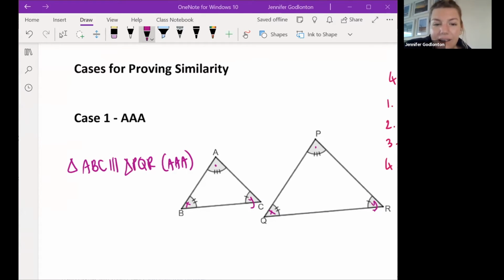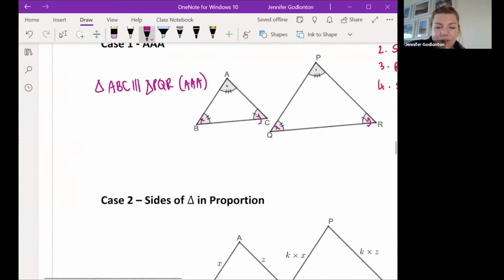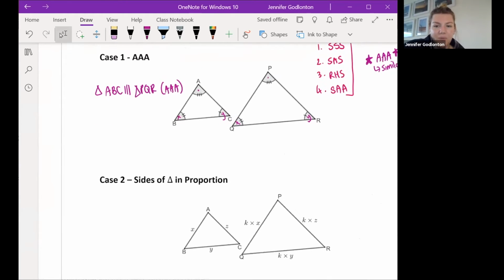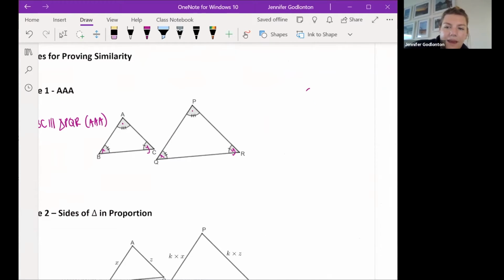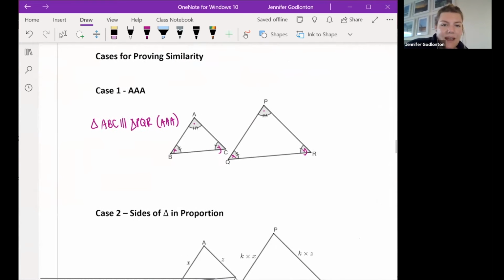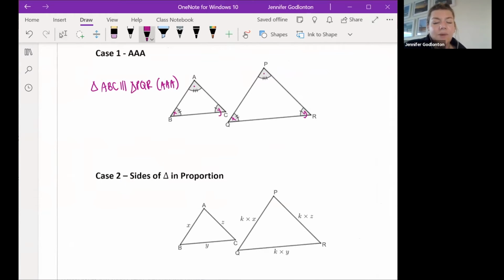Okay, so that's our case 1, which is AAA. Case 2 is sides being in proportion. Let me just get rid of this so it doesn't confuse anyone. So case 2 is when we have sides that are in proportion. That just means that we're multiplying everything by the same amount. Don't let these letters panic you at all. This is just saying that whatever x was over here, we're multiplying it by the same value. So we're multiplying it by k. We're multiplying y by k. We're multiplying z by k. K could be anything. K could be 2, k could be 3.